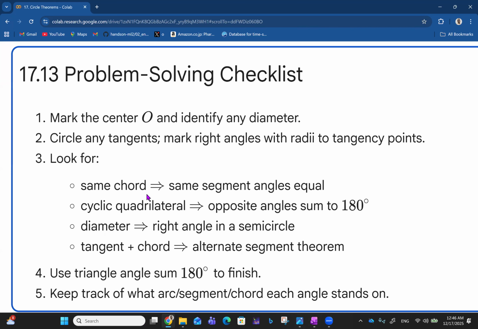So if you have same chord, like same segment angles are equal, so you can easily figure that out. For cyclic quadrilateral, you already know that opposite angles sum to 180 degrees, and then tangent plus chord, you have the alternate segment theorem, so that the angle between a tangent and a chord is equal to the angle in the opposite side of the circle. Then you can use triangle angles, which sum to 180 degrees, to finish. We use that a lot. Then keep track of what arc or segment or chord each angle subtends. So it is always important to pinpoint the angle any arc or chord subtends.